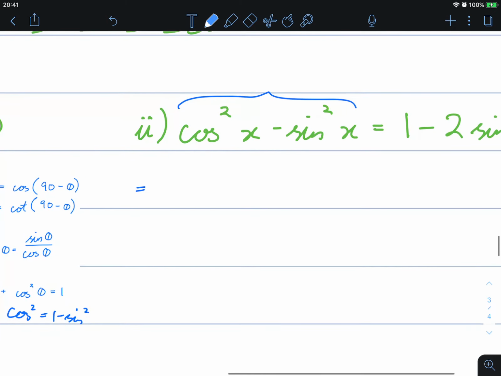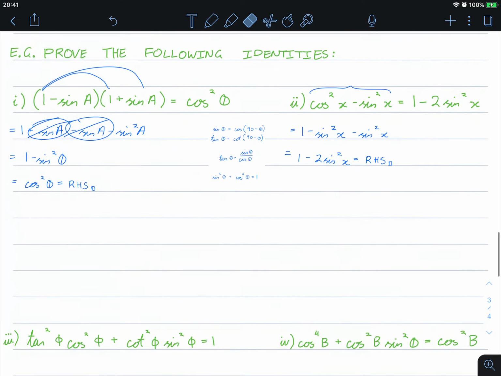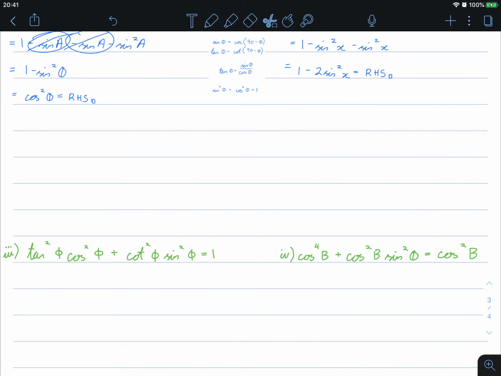So this is going to become 1 minus sine squared x minus sine squared x. If we collect like terms, this will be 1 minus 2 sine squared x, which is equal to the right hand side. End of proof. Let's move right along to the next example.